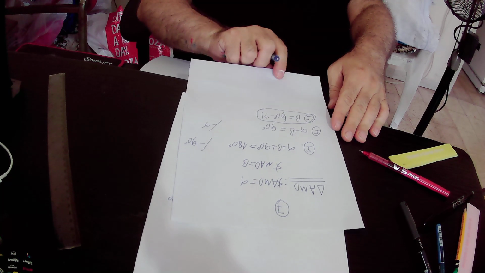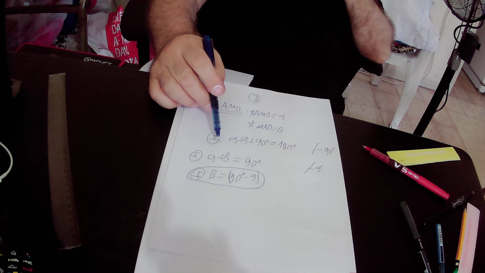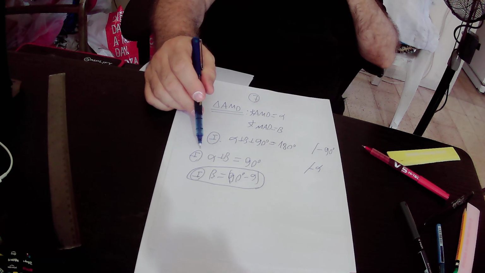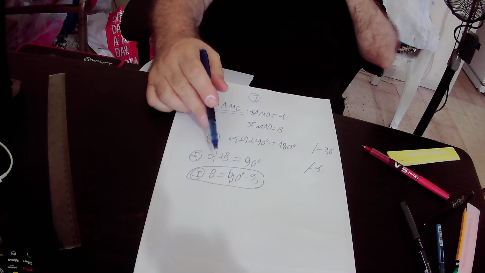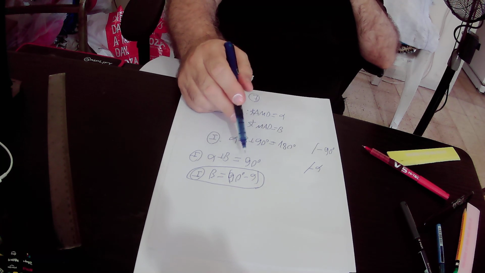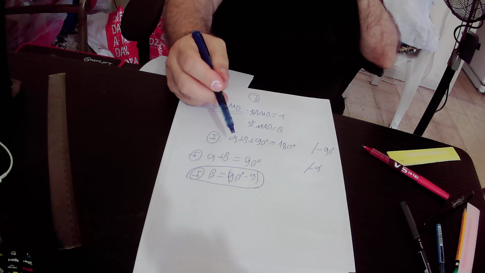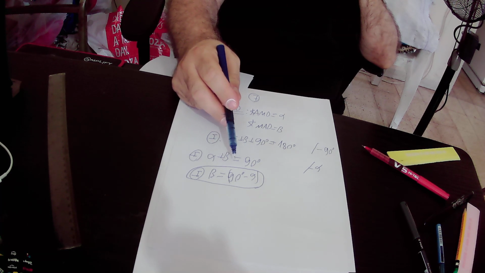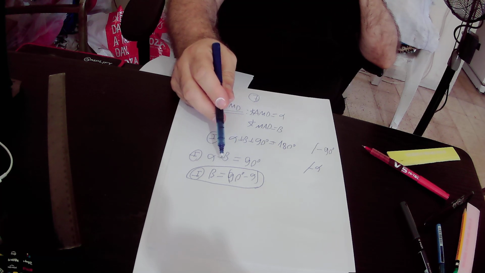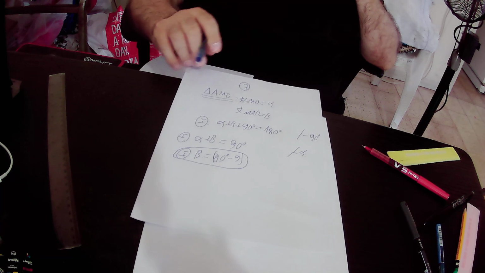So we subtracted alpha from equation number 1. Alpha plus beta minus alpha equals beta, and 90 degrees minus alpha equals 90 degrees minus alpha. So we have equation number 1 that states that angle alpha equals 90 degrees, angle beta equals 90 degrees minus alpha. Okay?